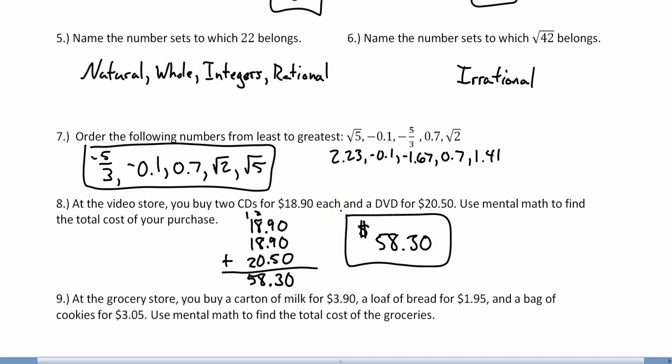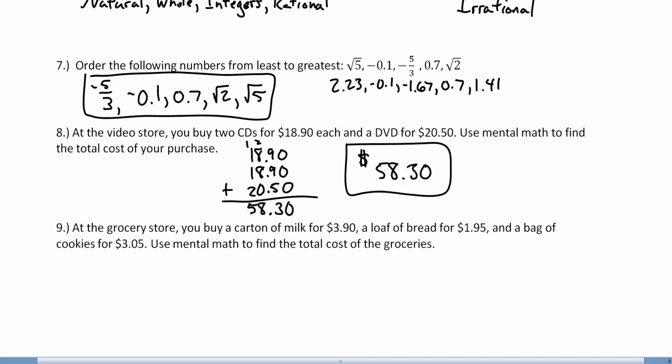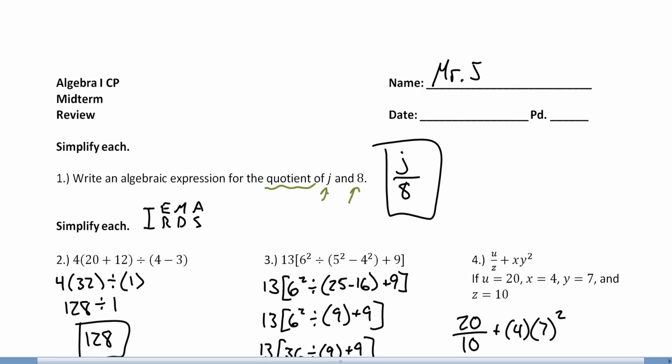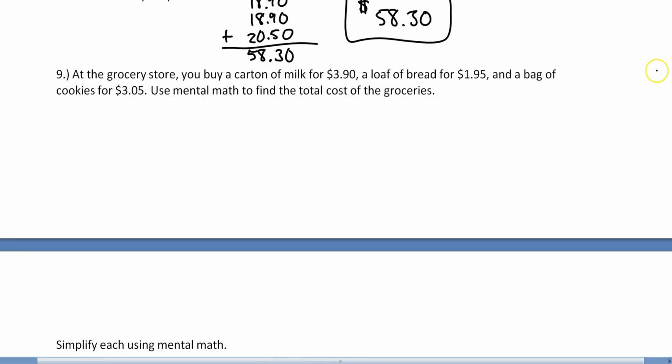Okay. The next one, same kind of thing. We're using that mental math. It says at the grocery store, you buy a carton of milk for $3.90 and a loaf of bread for $1.95 and a bag of cookies for $3.05. This one's a little bit easier to do in terms of the mental math. If you just kind of look at these values, first by combining the $3.05 and the $1.95, and we choose those first because we can see that if I carry that 5 cents over to the $1.95, that's $2 plus the $3 is $5, so it gives me an even 5. And then let's add that $3.90. Well, that's going to be $8.90.